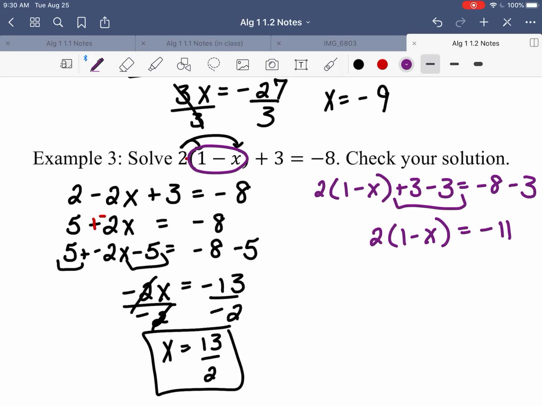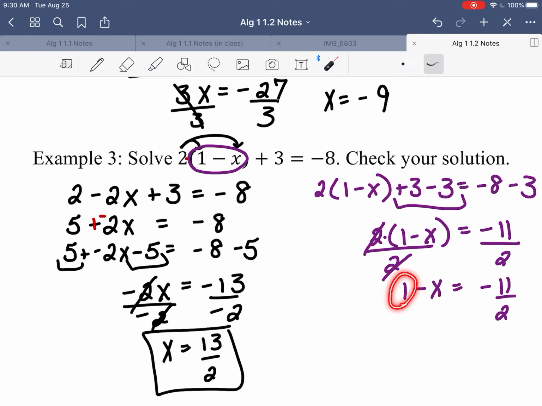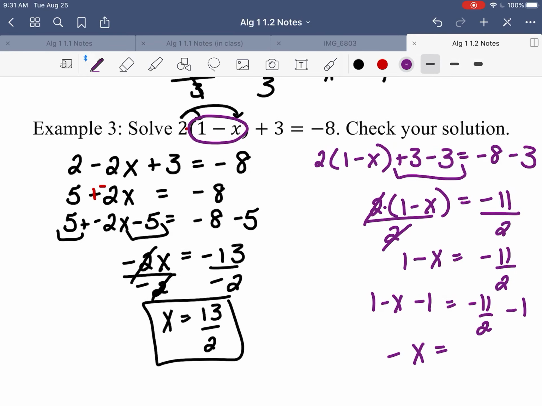And then here, so now I'm not going to distribute. I have 2 times something, so I'm going to get rid of the multiply by 2 by dividing both sides by 2. 1 minus x equals negative 11 halves. Now to get rid of this plus 1 over here, because this is a positive 1, I'm going to subtract 1 from both sides. Okay. So this plus 1 and this minus 1 are going to undo each other. So I'm just left with negative x.